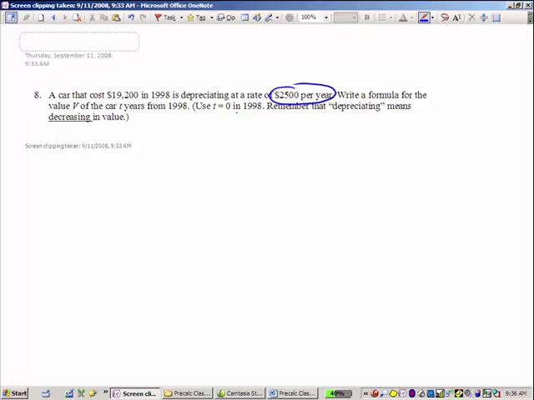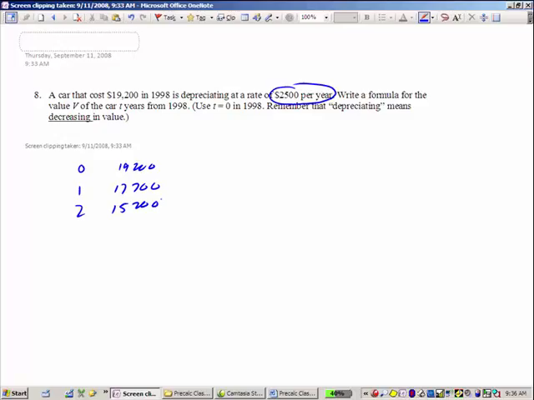If I had to jot down a table, I'd be like, all right, 1998 is year 0, and it's 19,200. In year 1, it's going to go down 2,500, so that's 18,950. Nope, I did that wrong, didn't I? 18,700. Is that better? Second year, it's going to go down another 2,500, so that's 17,700. Another 2,500, so that's 15,200. So if it helps, make that little table and think, all right, what's going on here?